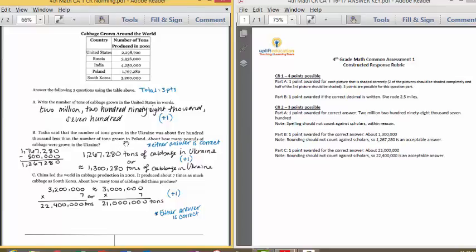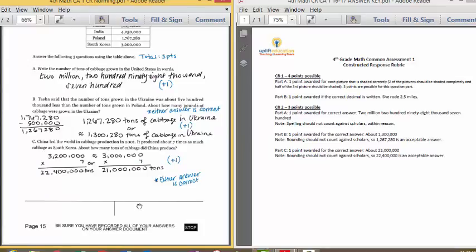Rounding should not count against the scholars, so if they simply subtract right here, that's okay. You can give them credit for that. You can also see that right here the exemplar shows a slightly different rounding answer than I have up here. So within reason, you can give credit as long as you can tell that they subtracted correctly and that they attempted to round. You can give them credit if they subtracted correctly.